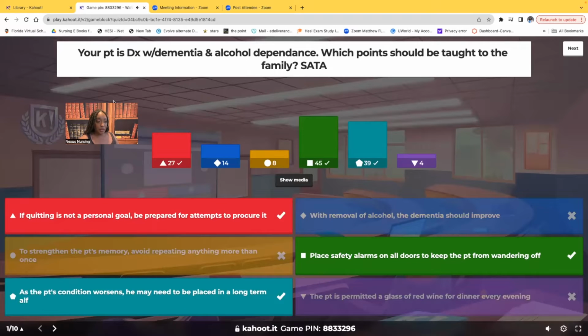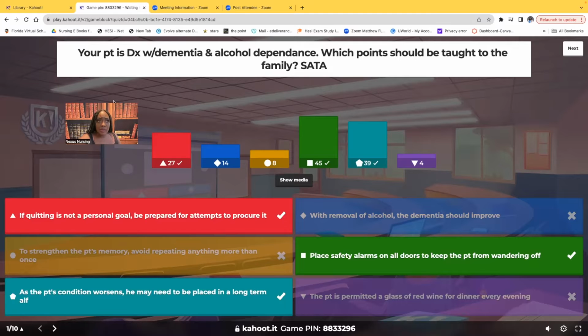All right. The first one, this is true. If quitting is not a personal goal of the patient, the family needs to be prepared for that patient trying to get alcohol one way or another. That's true. The next one is false. With removal of alcohol, the dementia should improve.